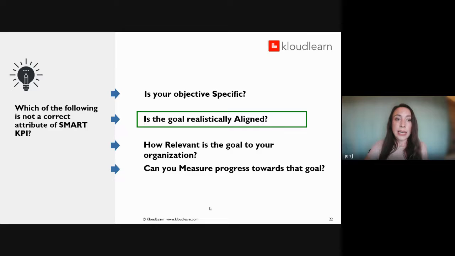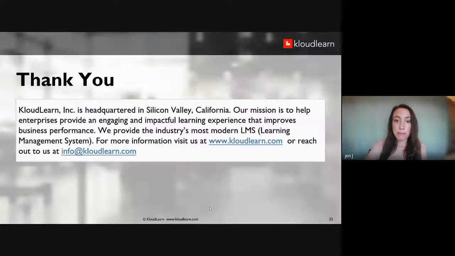Which of the following is not a correct attribute of SMART KPIs? Is your objective specific? Is the goal realistically aligned? How relevant is the goal to your organization? And can you measure progress towards that goal? Is the goal realistically aligned is not one of the components of SMART KPI. Specific, relevant, and measurable are all three components.